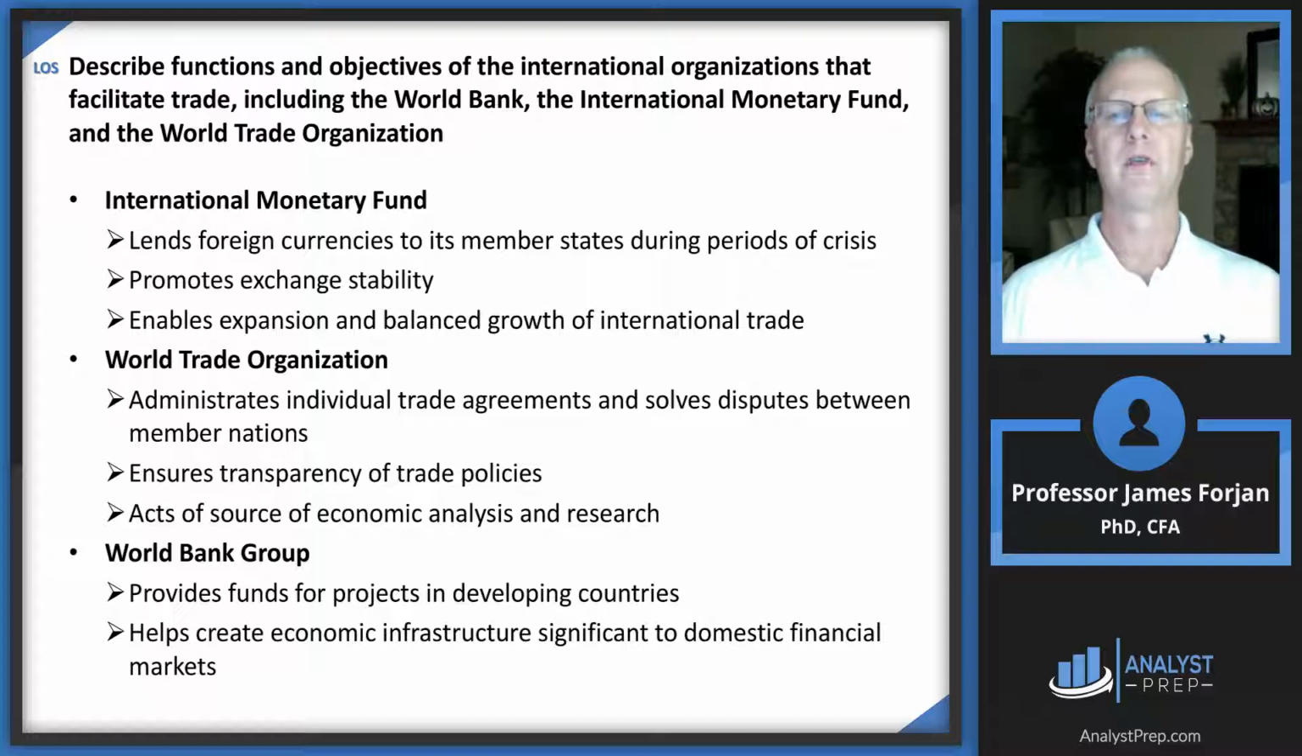How about functions of these organizations like the IMF and the World Trade Organization and the WBG? Well, just remember this. International Monetary Fund is in charge and responsible for lending foreign currencies during periods of crises to promote exchange rate stability and economic stability during those time periods. The World Trade Organization is exactly what the name suggests, trade. So it administers, it oversees, it tries to coordinate trade agreements between and among countries, and then is kind of like the lawyer involved by resolving the disputes.